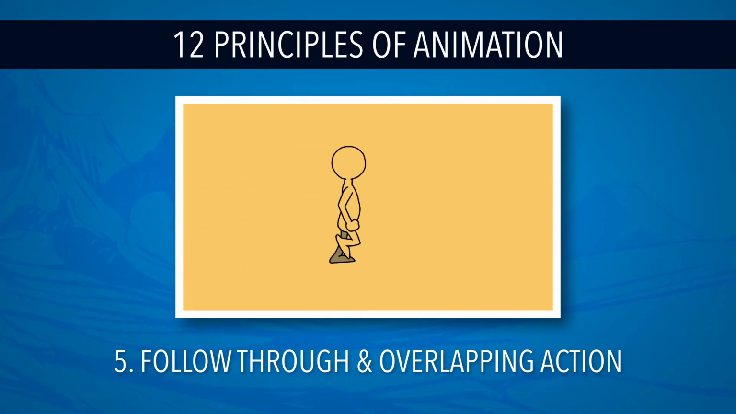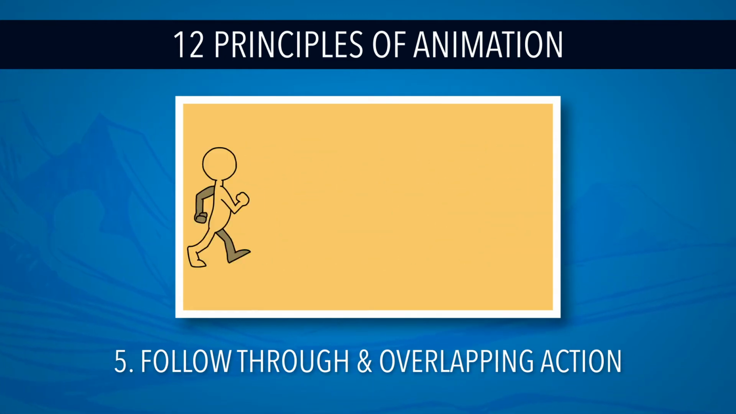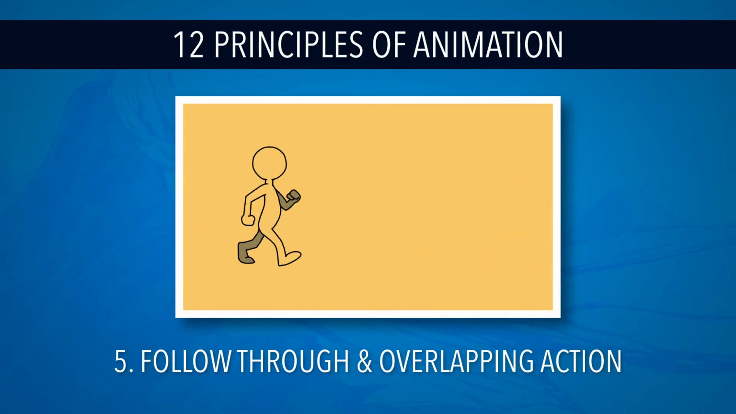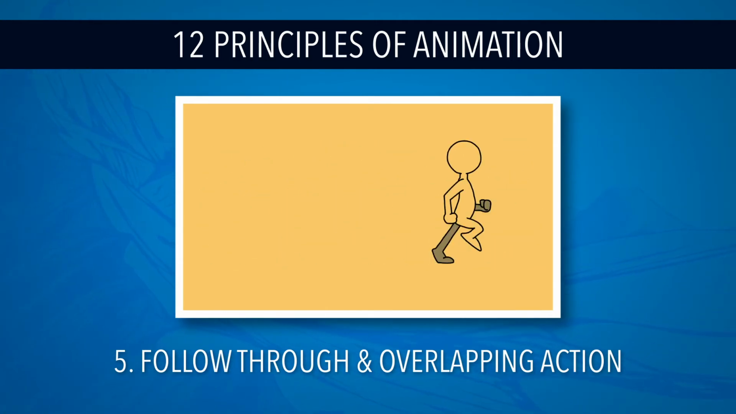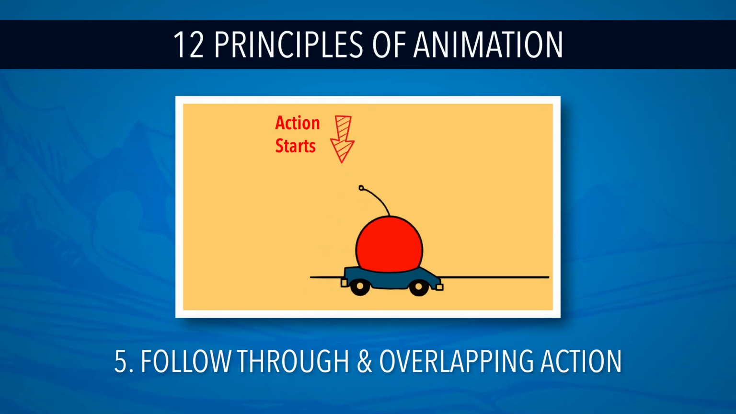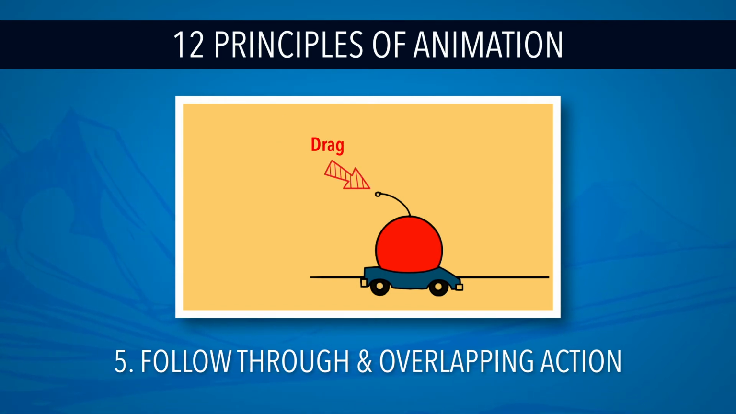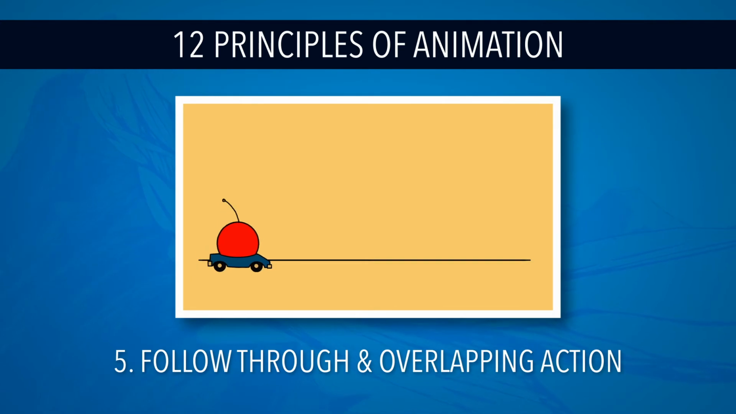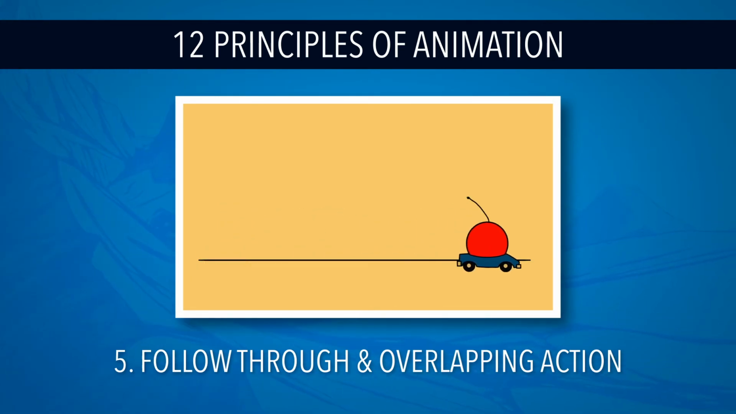Overlapping action is the tendency for parts of the body to move at different rates. An arm will move differently than the head, and so on. A third related technique is drag, where a character starts to move and parts of them take a few seconds to catch up. These parts can be animated objects like clothing or an antenna on a car, or parts of a body such as arms and hair.